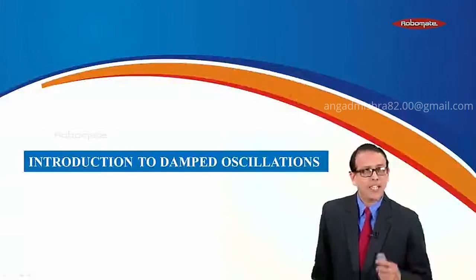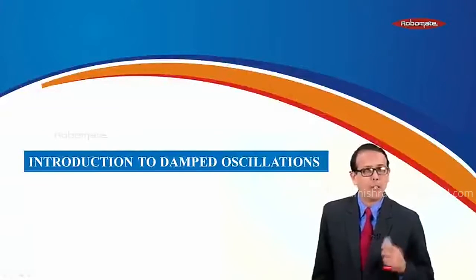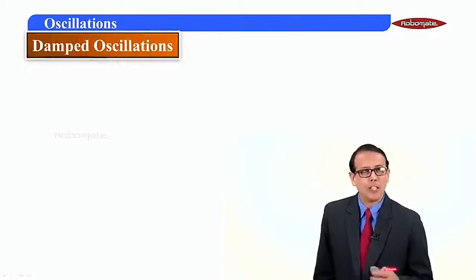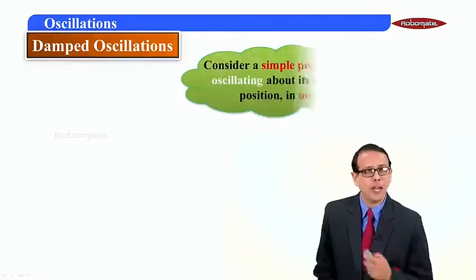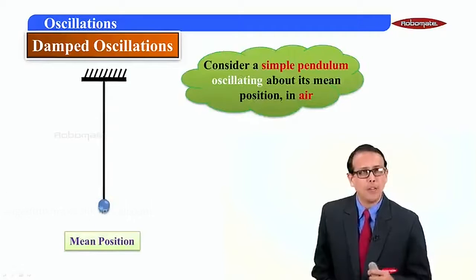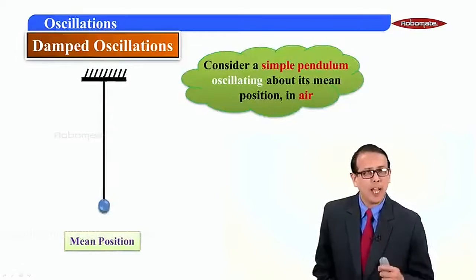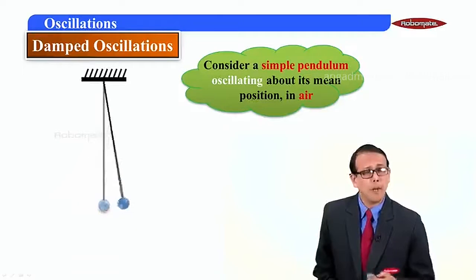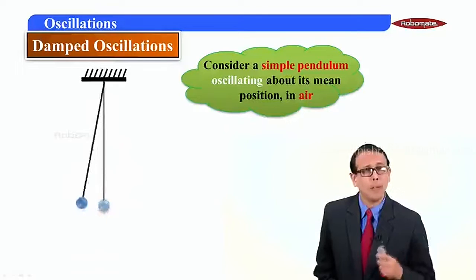Hello students, let's start the last part of our chapter oscillation, a very interesting concept, damped oscillation. Now what are damped oscillation? Let us understand through an example. Consider a simple pendulum oscillating about its mean position in air. That means the medium is air, a very practical situation. As you can see, the pendulum is vibrating and the medium is air.